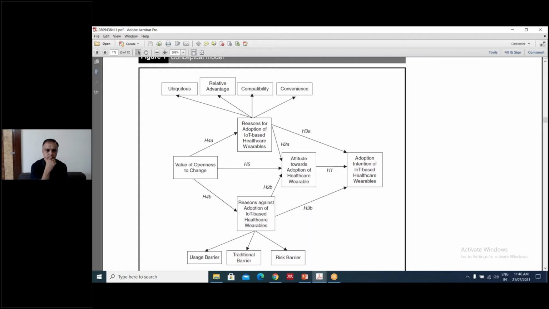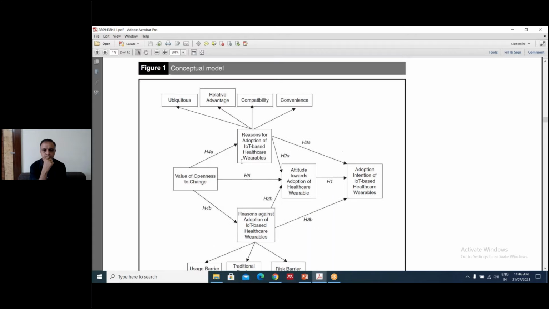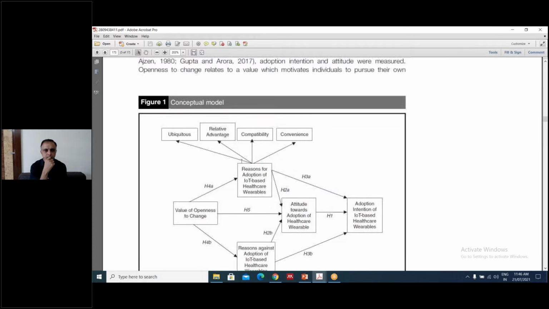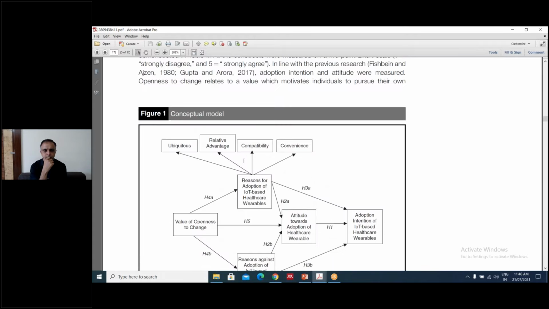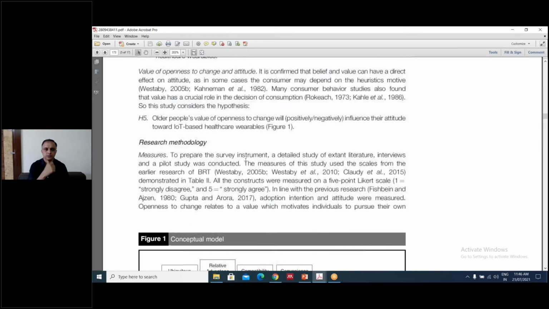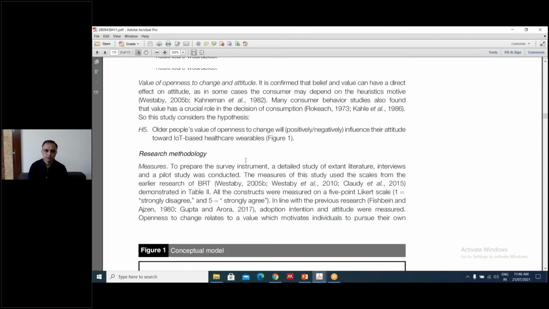How do I build that? So I will go back. You can see every arrow represents a relation, and every relation will have a hypothesis. So I will just go back to my hypothesis development section. First I give the theoretical background of all the possible theories, and I already explained why I go for BRT.